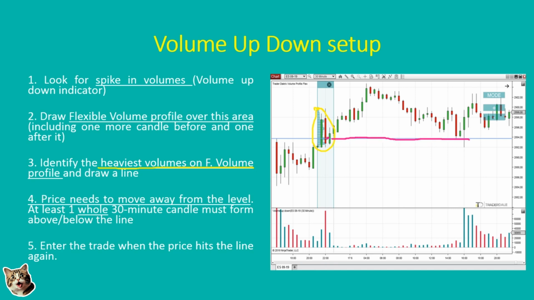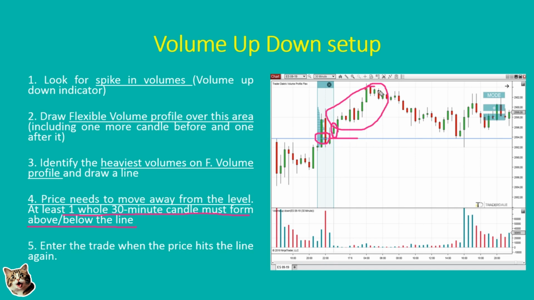Step number 4: price needs to move away from the level. So you have the volumes in here, you have the level in here, and the price needs to move away from it. At least one whole 30-minute candle must form above or below this line. In this case, if you look carefully, it would be this candle, this one. This is a whole candle formed above the line. Then there are more, but this one is enough.